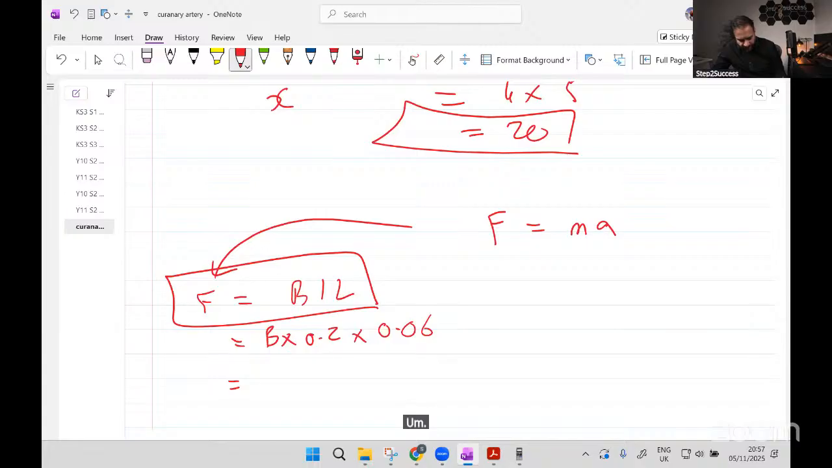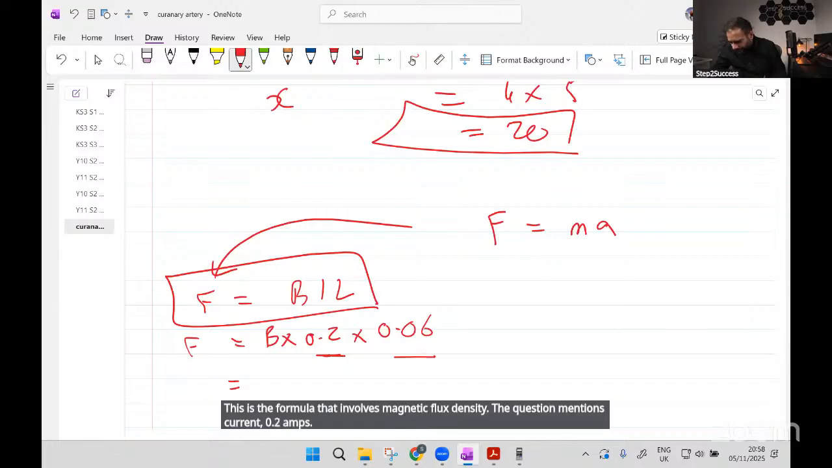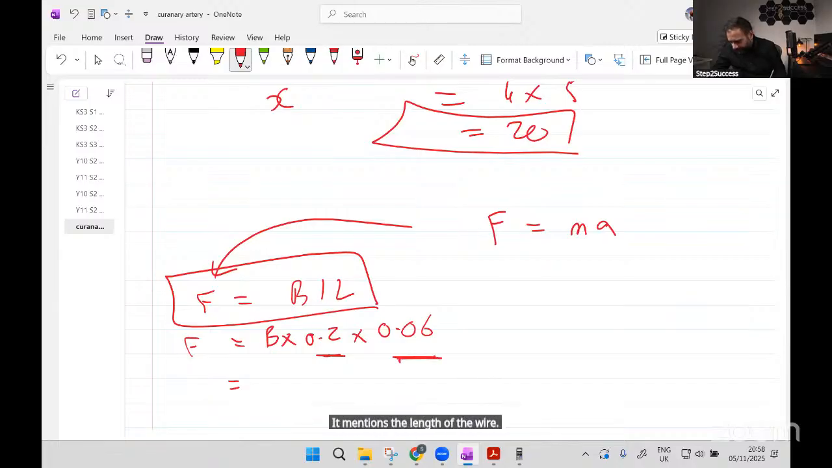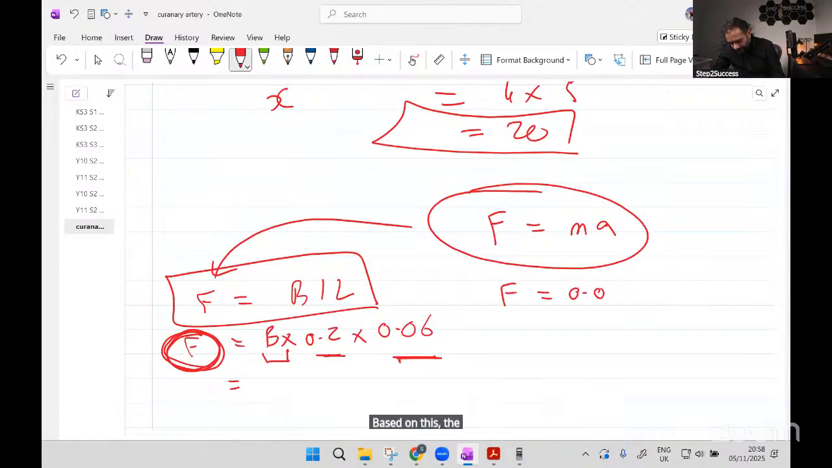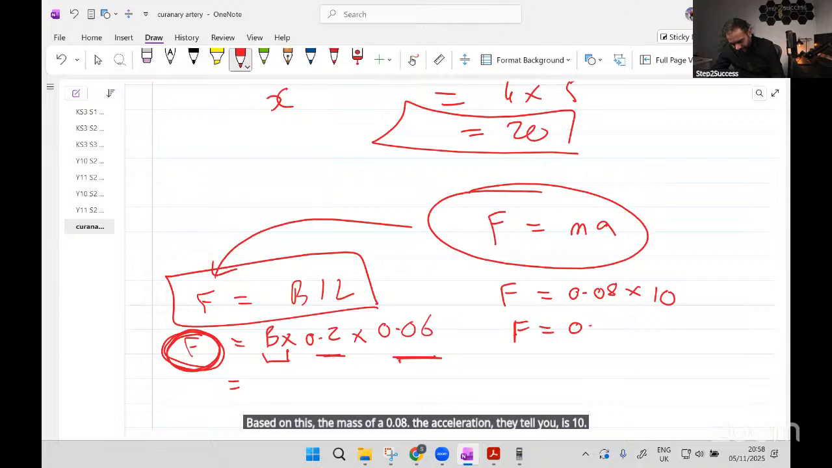This is the formula that involves magnetic flux density. The question mentions current 0.2 amps. It mentions the length of the wire, which is 6 centimeters, so 0.06 meters is what I've changed that to. We're trying to work out this, and we don't have the force, so we need that to be able to work out the B, which is the magnetic flux density. Now, the question also mentions acceleration and a mass. I know this formula links force, mass, and acceleration. So, based on this, the mass is 0.08. The acceleration they tell you is 10, which means the F is 0.8.